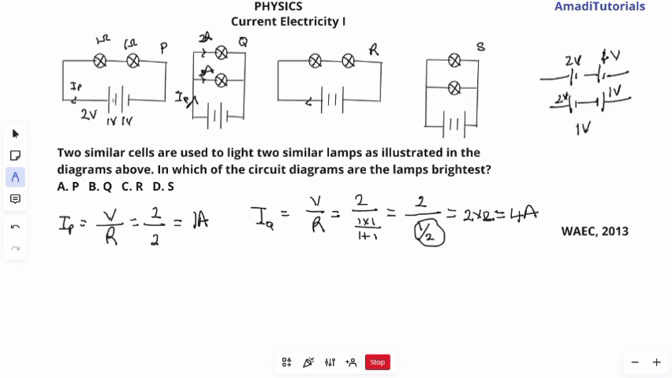So you see that the current driving the first diagram will be 1 amp, while the current driving each of the bulbs in the second diagram will be 2 amps. So a greater current means greater power, so the illumination will be greater there. So option Q is the answer, and Q is option B. So the second diagram will give you the brightest.